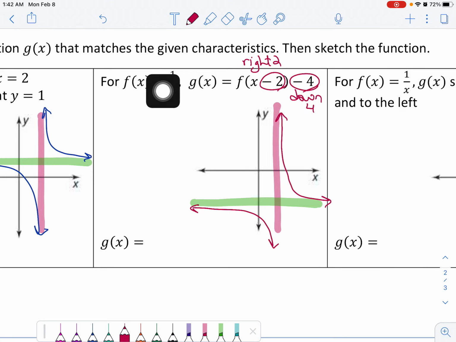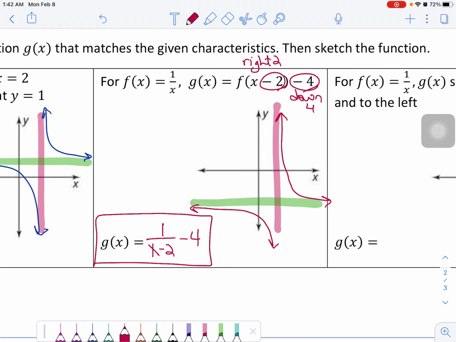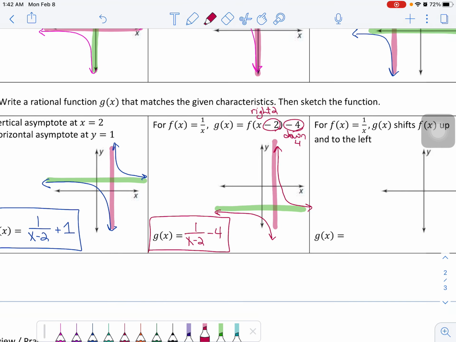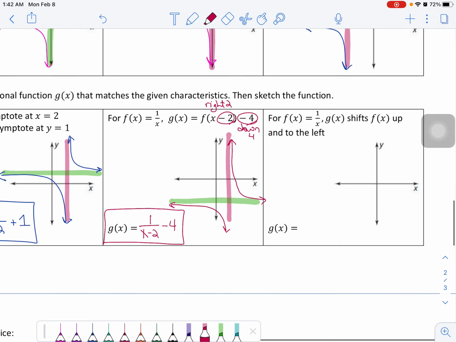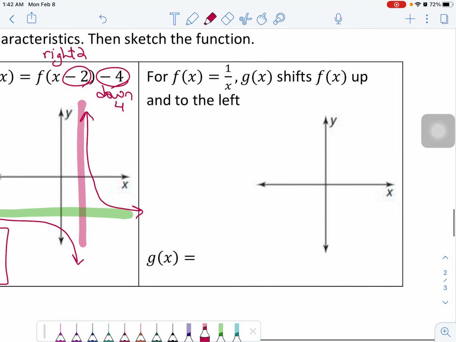All right. Now the function, if we take out the f of x and use 1 over x here. So this is going to be 1 over, moving to the right 2 means we're going to have x minus 2. And then down 4, so minus 4. So there's the function g of x, written as just that function, not using the f of x notation.